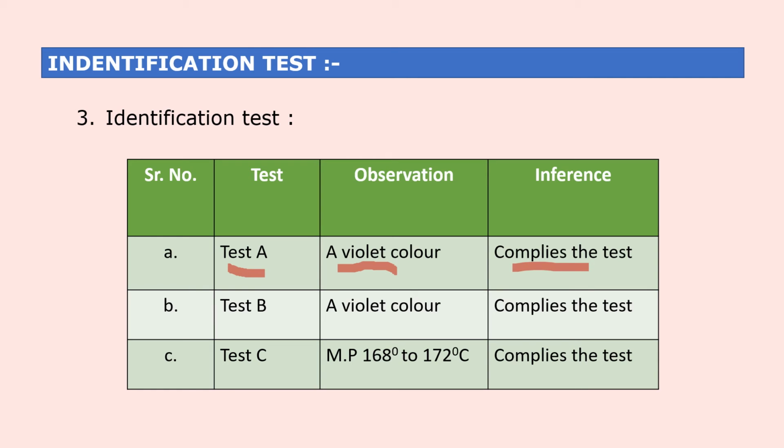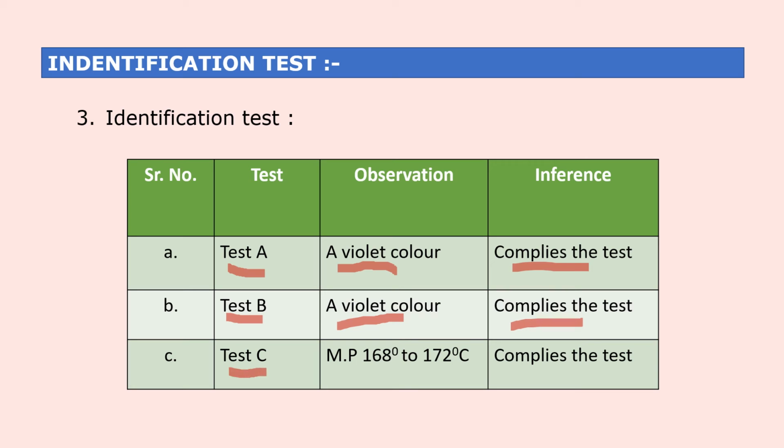The next one, that is test B. I will take 0.1 gram of sample. In that add 1 ml of hydrochloric acid. I am going to boil the solution for 3 minutes. I am going to cool the solution. Then I will add 10 ml of water. After that I will add 0.05 ml of 0.016 molar potassium dichromate solution. If a violet color is developed, again it is going to comply the test.